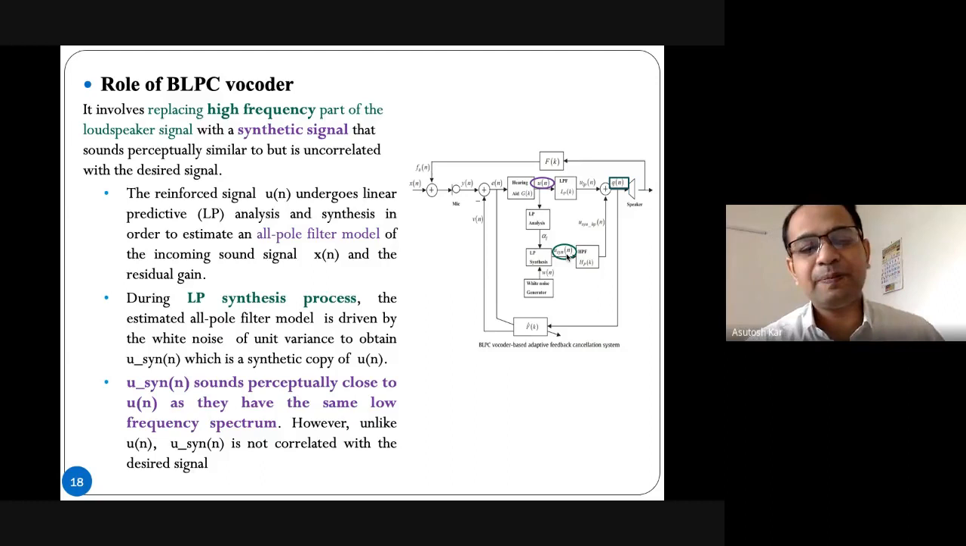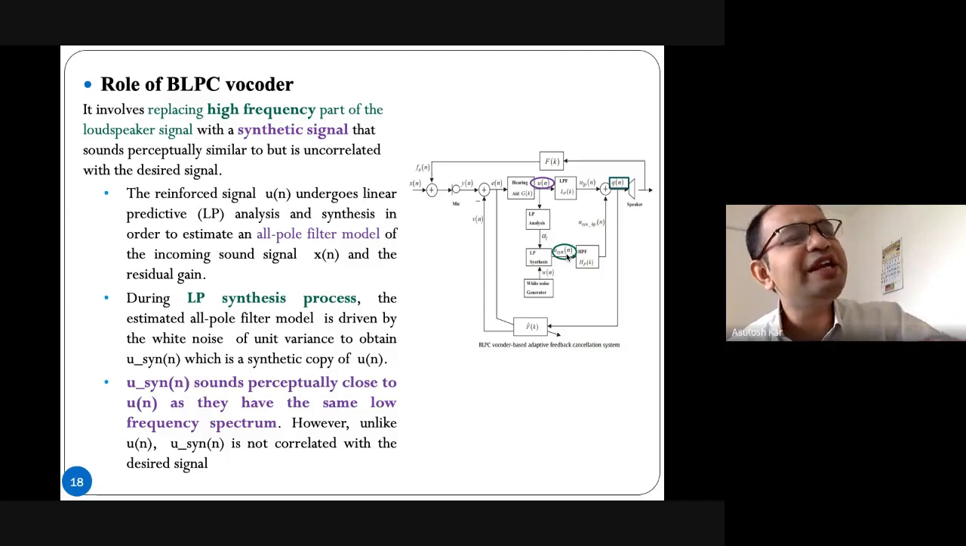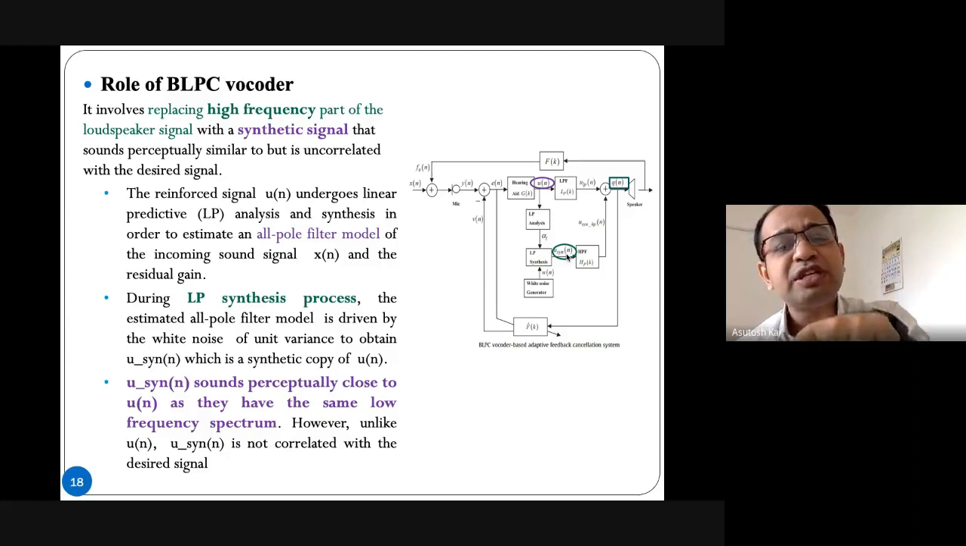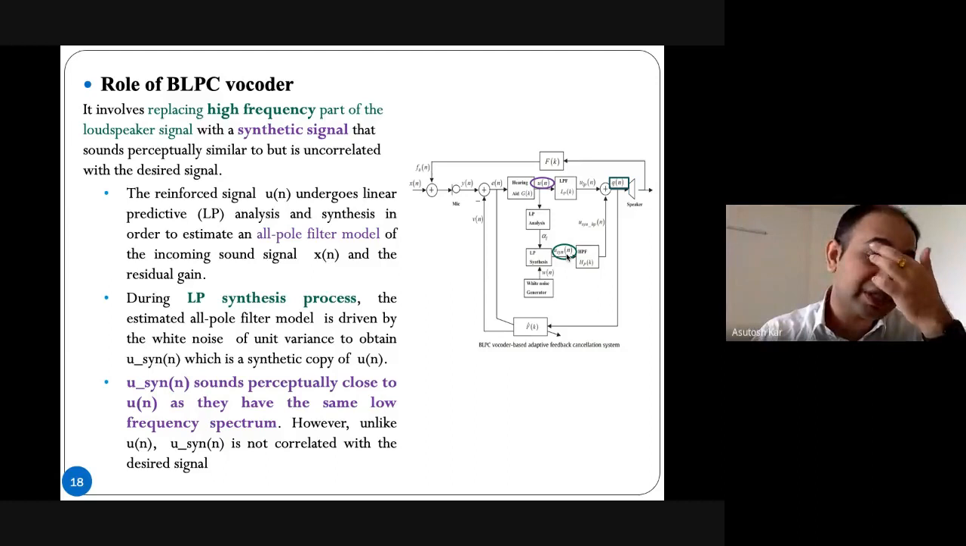Why? How? Because it inserts white noise. White noise is an independent, individualistic signal. Because of this synthetic signal we are generating, QN is not correlated with the direct signal, and then we pass it through a high pass filter, the processed version. The unprocessed version is passed through the low pass filter. Processed means with LP analysis and synthesis. There we are not going for any LP analysis and synthesis. We are directly processing the low frequency.